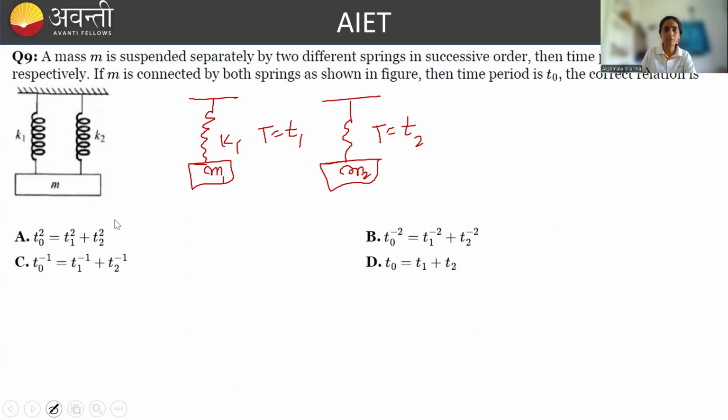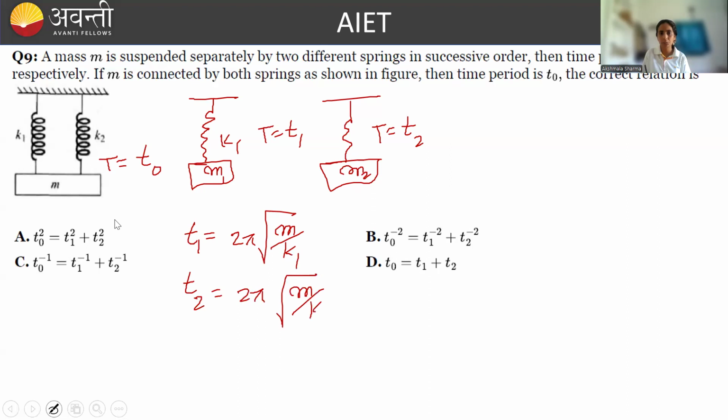And it is said that if M is connected by both the springs as shown in the figure, अगर दोनों ही spring से connect किया, in this case time period is T0. Then the relation between these three will be what? तो सबसे पहले देख लो T1 का वैल्यू क्या लिखोगे. T1 लिखोगे 2 pi root under M by K1 because this is the formula, right? T2 को आप क्या लिखोगे? 2 pi root under M by K2.